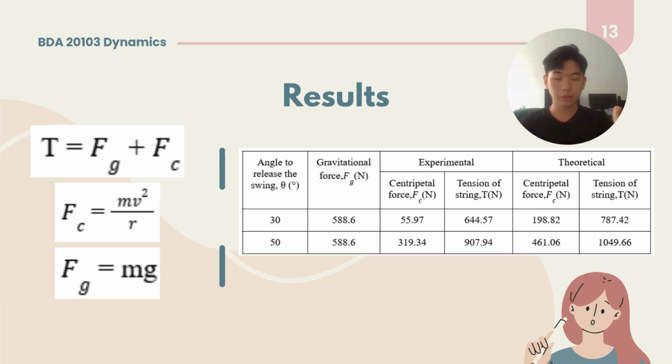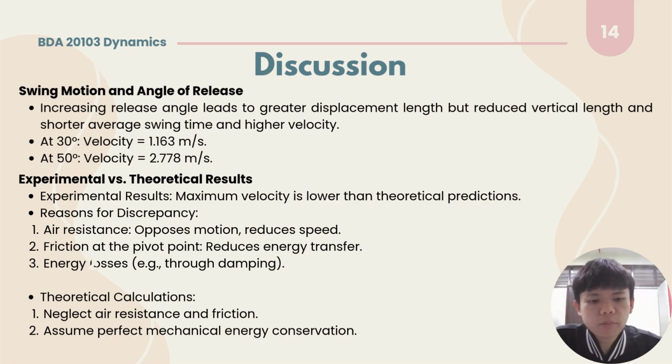319.34 newtons, and we get the tension of 907.94 newtons. And for the theoretical result for the 50-degree angle, the centripetal force is 461.06 newtons, and finally we get the tension of 1049.66 newtons.